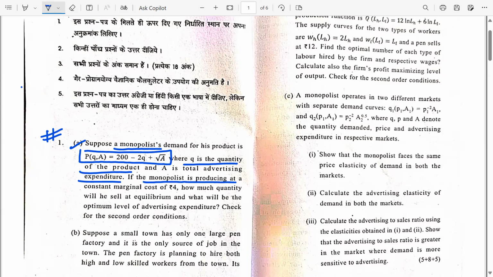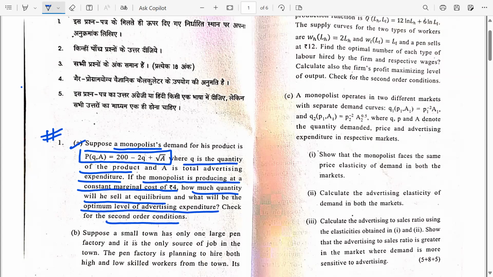If the monopolist is producing at a constant marginal cost of 4 rupees, how much quantity will he sell at equilibrium and what is the optimum level of advertising expenditure? Also check for second order conditions. So we have to do the profit maximizing exercise of the monopolist. And we need to choose quantity Q and advertising expenditure A to maximize the profit of the monopolist, where profit is total revenue minus total cost faced by the monopolist. And using second order conditions, we need to show that the profit is maximum.